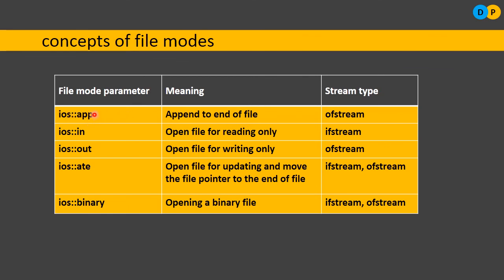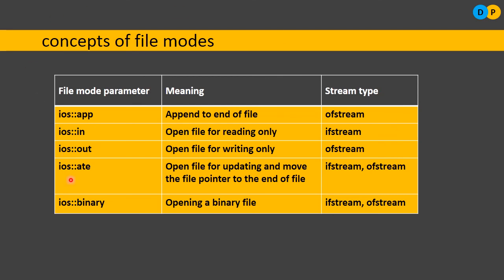ios::app, this particular mode is supported by which particular stream? It will be supported by ofstream. ofstream is output file stream. Okay, so the output file stream will support ios::app mode. Similarly, another mode is ios::in, nothing but if I want to read from an opened file, the read only mode, then I can go with ios::in, and this mode is supported by ifstream. Next, ios::out, nothing but I want to open a file for writing certain contents, I want to output, so I'll be using this mode, open file for writing only, and it is supported by the ofstream.